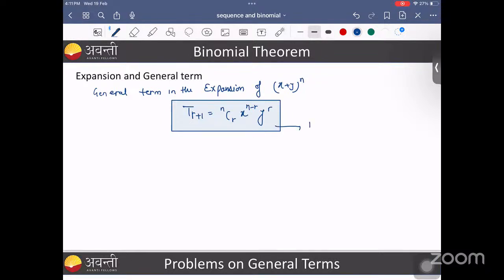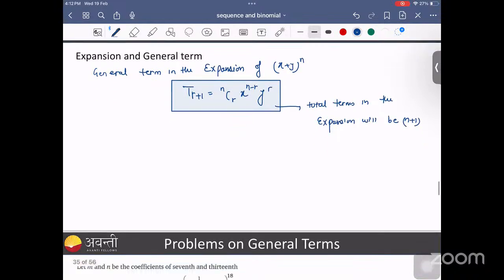Total terms in the expansion will be n plus 1. Total number of terms in this expansion will be n plus 1.